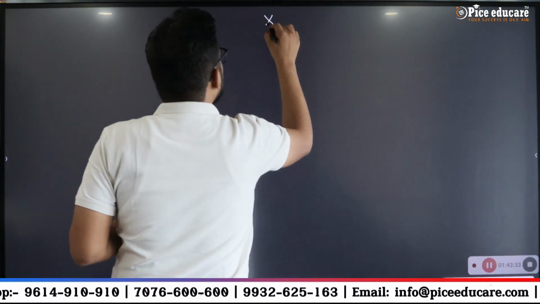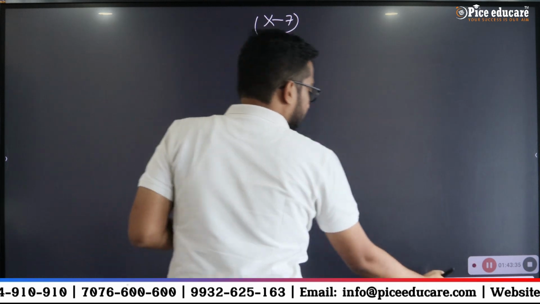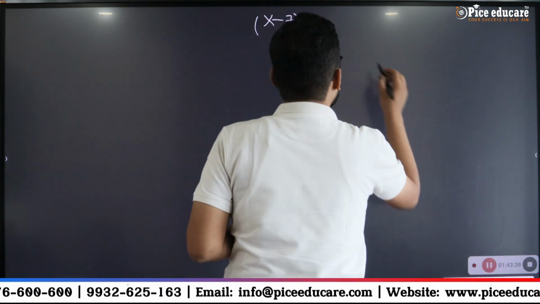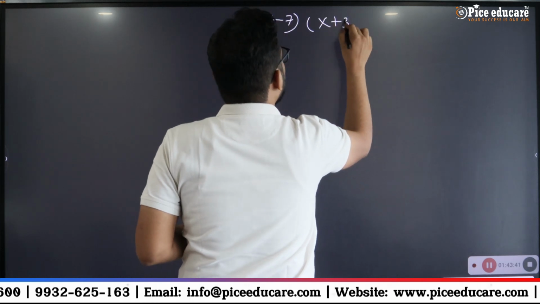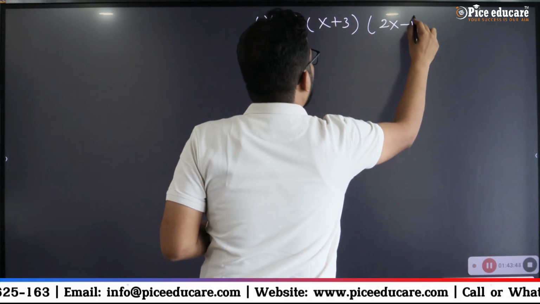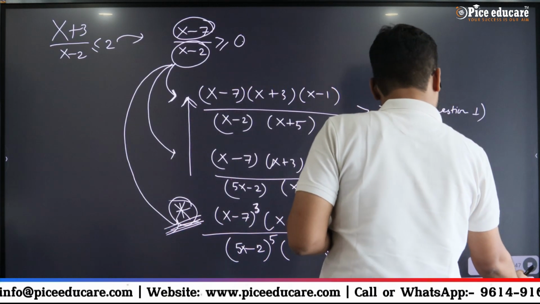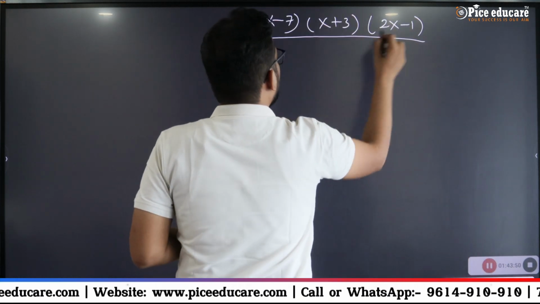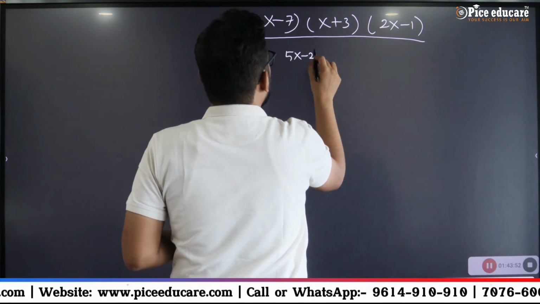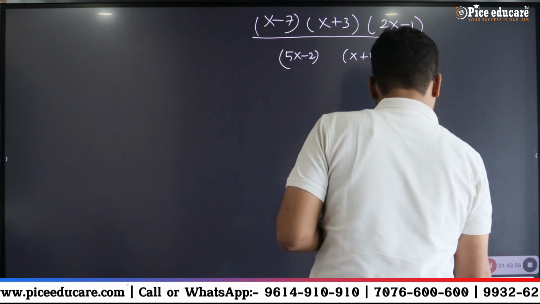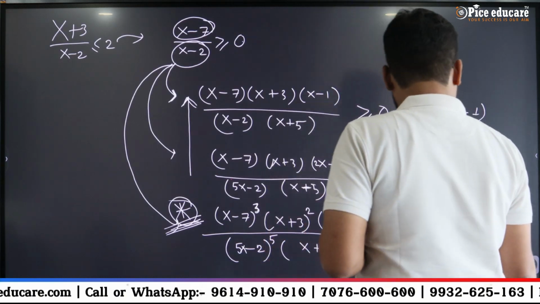So what we have is x minus 7, then x plus 3, 2x minus 1, x plus 3, 2x minus 1, then 5x minus 2 and x plus 5, 5x minus 2 and x plus 5, and the powers are 3, 2, 6, 5, 4.